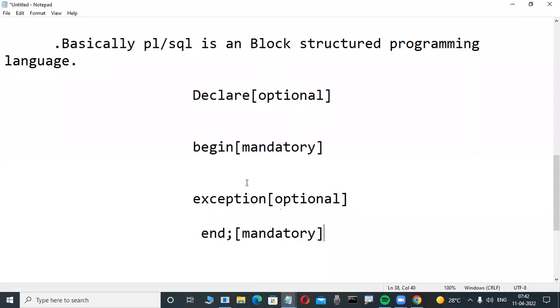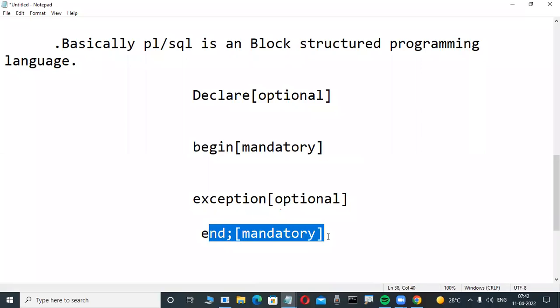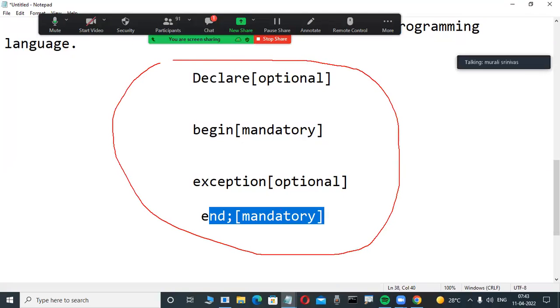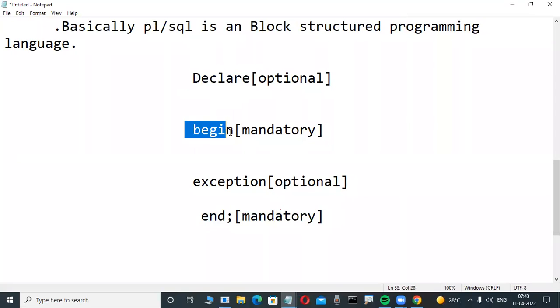Although they are optional, we use them daily. But basically the begin keyword is compulsory. The end keyword and semicolon are compulsory. Now check it out. This is a block structure. This is called a block. Daily we are writing, and tomorrow onwards coding also. Okay, fine. Now, declare to begin, some gap is there.